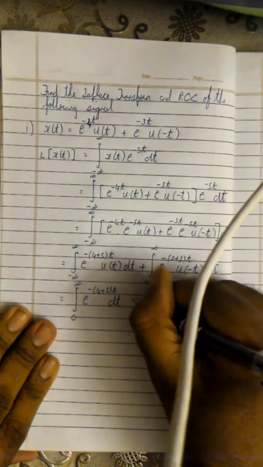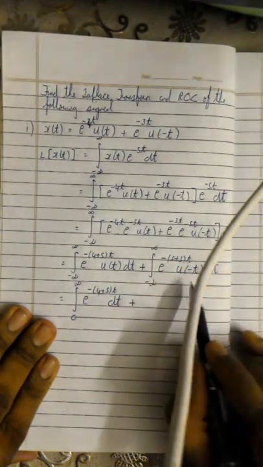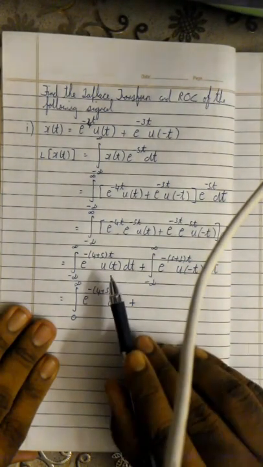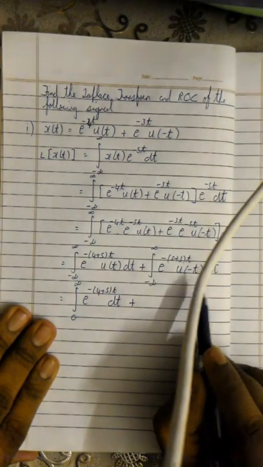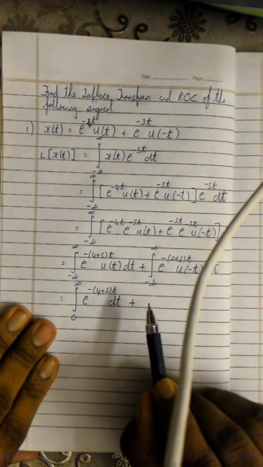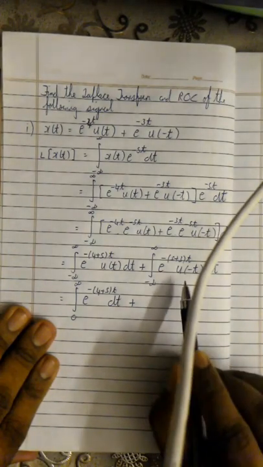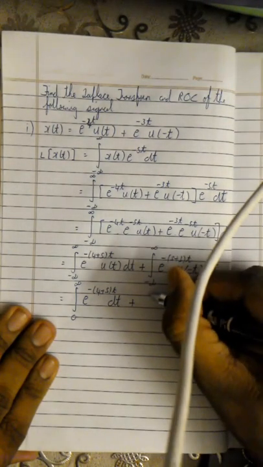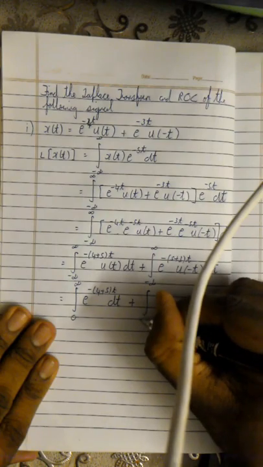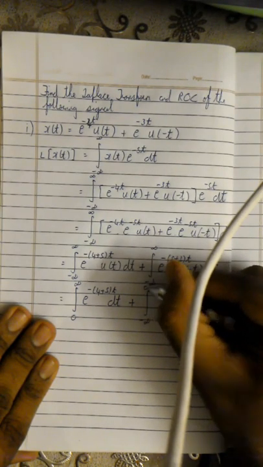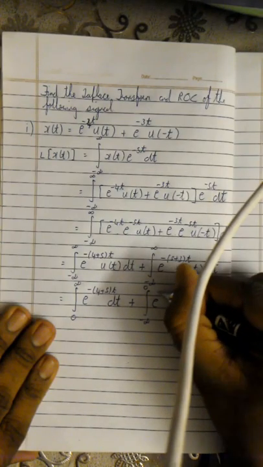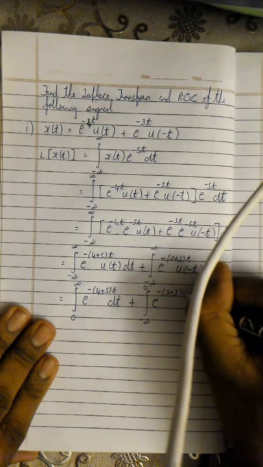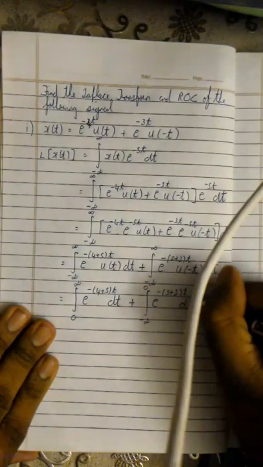Plus also here u of minus t is the time reversal of u of t. That means u of minus t is equal to 1 from minus infinity to 0, right? That is the value of u of minus t. That means from minus infinity to 0 u of minus t is 1. So integral minus infinity to 0 e raised to minus of s plus 3 t into 1 dt.